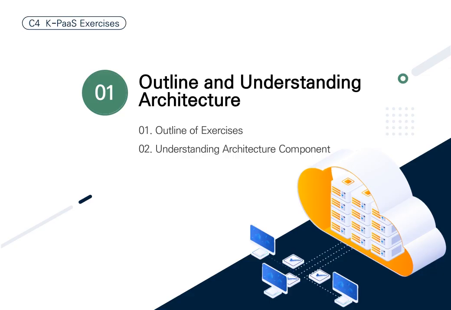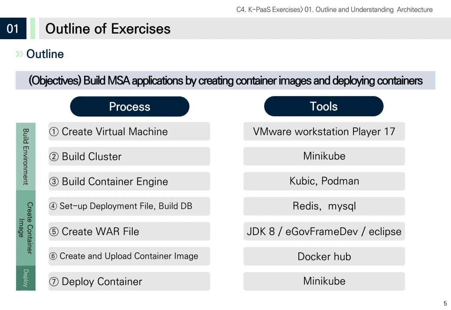Section 1. Outline and Understanding Architecture. In Section 1, we will learn about the outline and architecture of the Container Platform Exercise Environment. Part 1. Outline of Exercises. The goal of the day for the exercise is to create a container image and deploy that image to build a microservices architecture application. To accomplish this goal, we will utilize the procedures and tools found in the textbook.